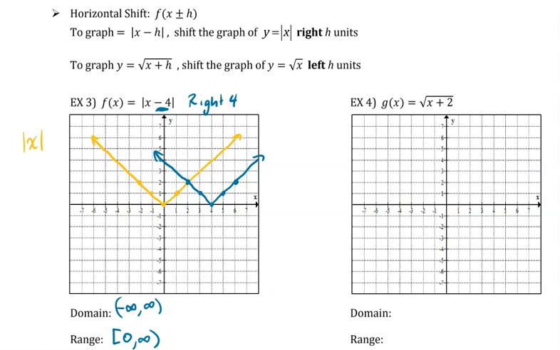All right, let's try the next one. Square root of x plus 2. So again, parent function first. The parent function would be the square root of x. If we go ahead and graph the square root of x, it's 0, 0, 1, 1, 4, 2. We can go ahead and draw it like that.